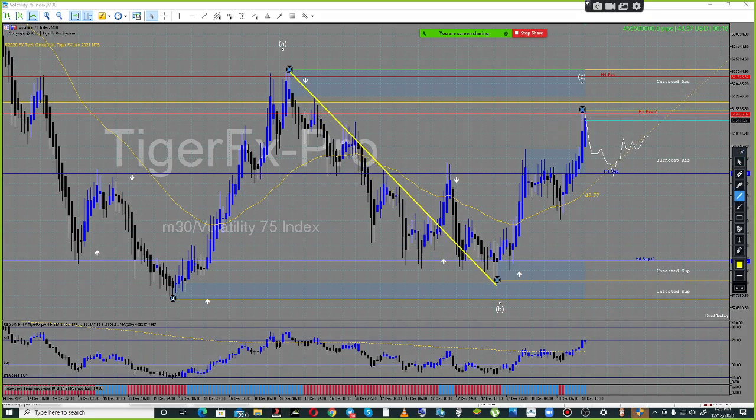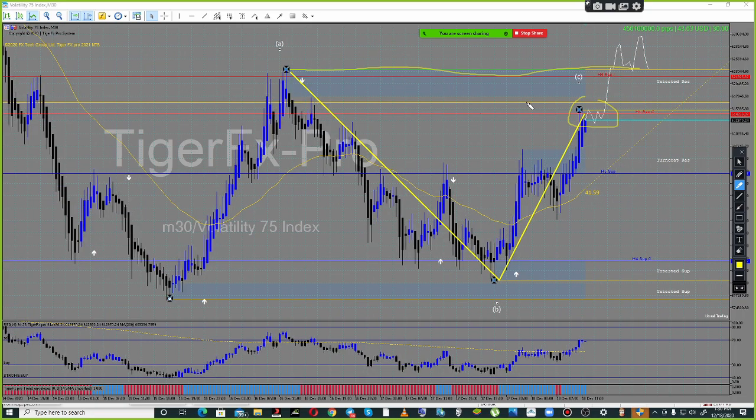Impulse leg, correction. As long as this leg doesn't break this structure key level, we have barriers on the structure key levels, which is resistance and this zone. If it breaks it, it will go up and then try to retest this area before it can go.